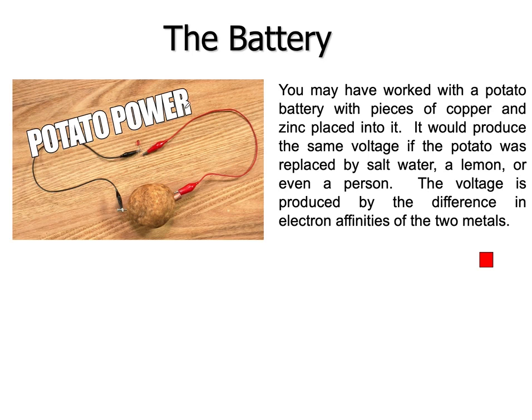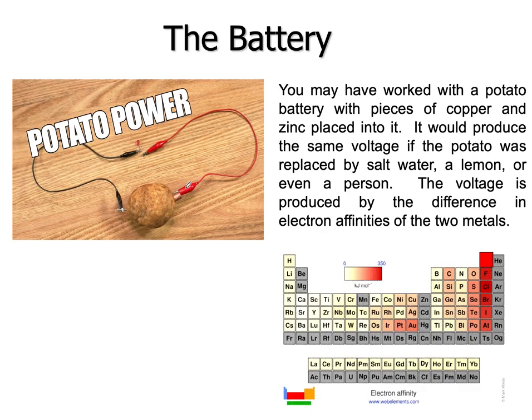What's really happening here is the fact you've got two dissimilar metals. It would light up the LED just as well if you replace the potato with an apple, with salt water, with lemon, weak solution of hydrochloric acid, a solution of sodium hydroxide, or even if you just put a person with sweaty palms who held both of those. The voltage is due to the difference in the electron affinities of the two metals you use. That's it. That's all it takes.